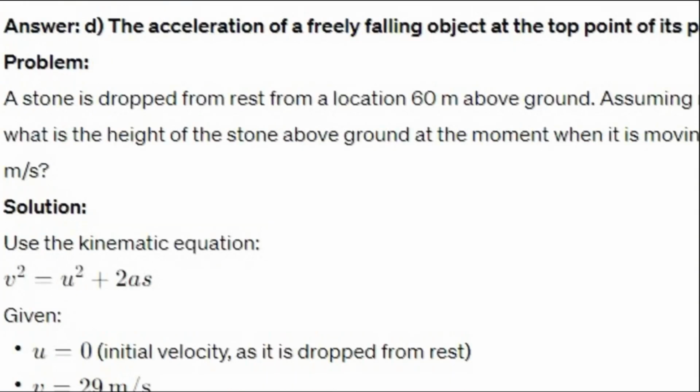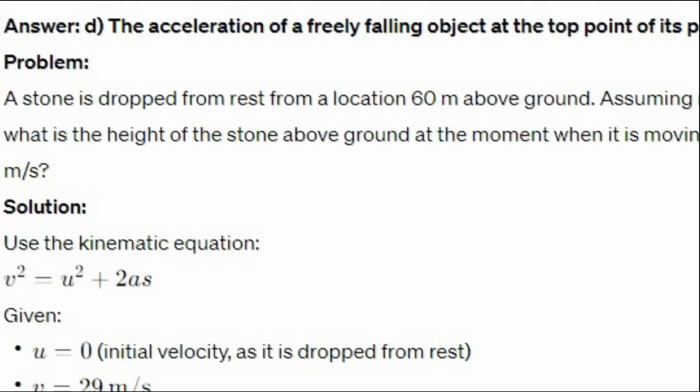Problem 5. A stone is dropped from a location 60 meters above ground, assuming no air resistance. What is the height of the stone above ground at the moment when it is moving at the speed of 29 meters per second? Solution.